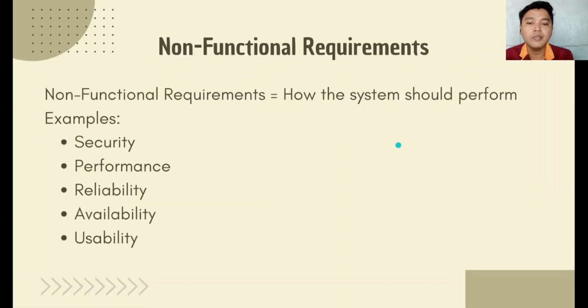Besides the functional requirements, we also have non-functional requirements. Non-functional requirements describe how the system should perform while carrying out its functions. For example, even if a login feature works correctly, users still expect it to be fast, secure, and reliable. This is why aspects such as security, performance, reliability, availability, and usability are considered non-functional requirements. Unlike functional requirements, these requirements focus on the quality of the system rather than specific features.